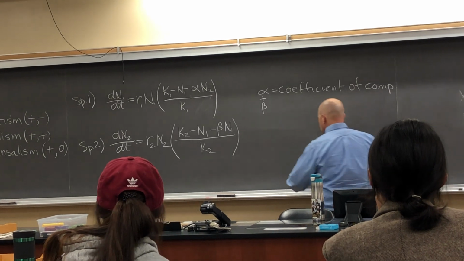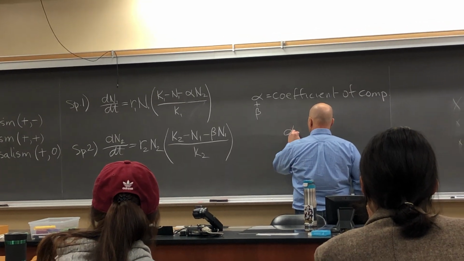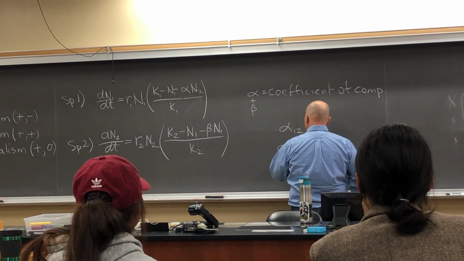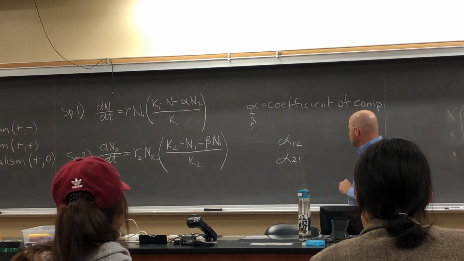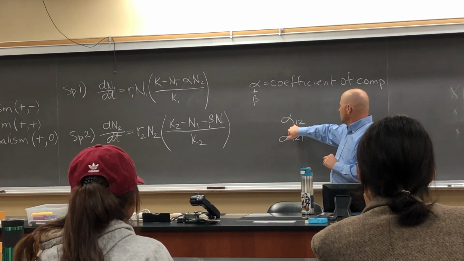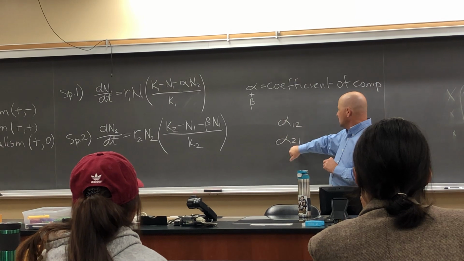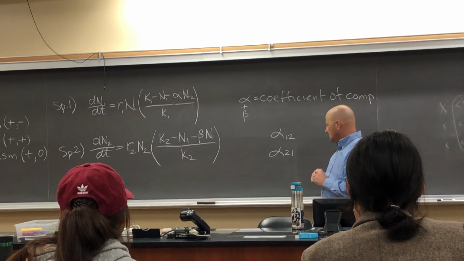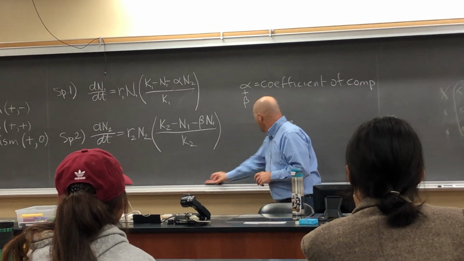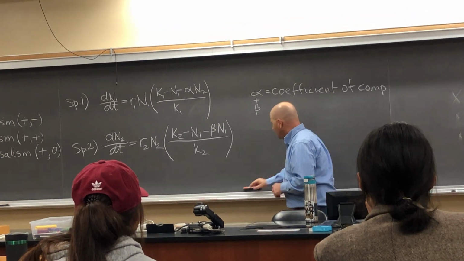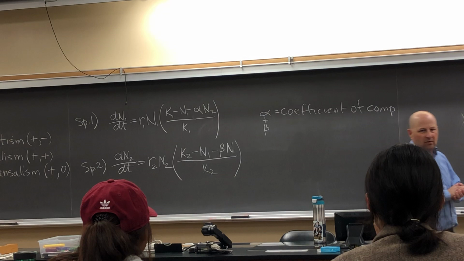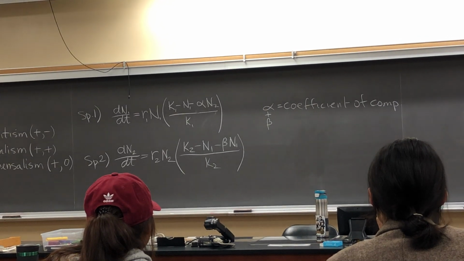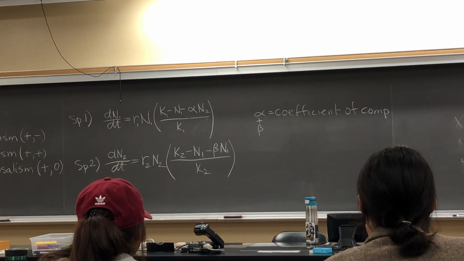Now your book does something like this. It's got alpha 1,2 and alpha 2,1. I think this is the same as our alpha, and this is the same as our beta, I think. But it always confuses me. So that's one thing I don't like. I like this book, but I don't like that. So we'll do alpha and beta, less confusing.